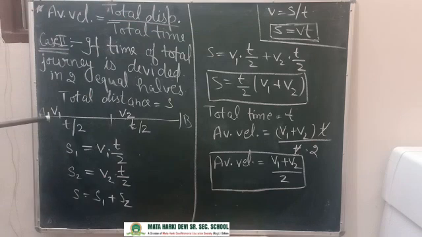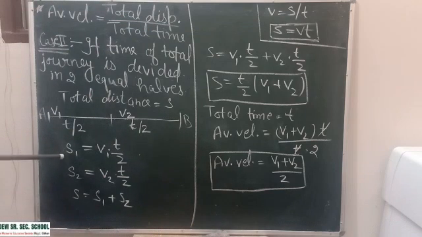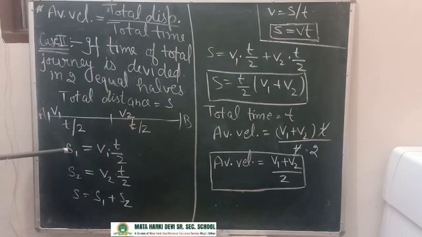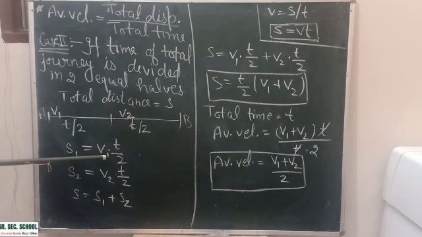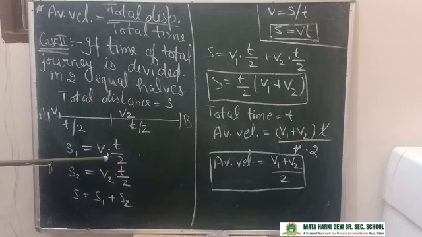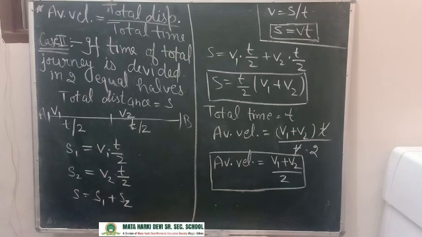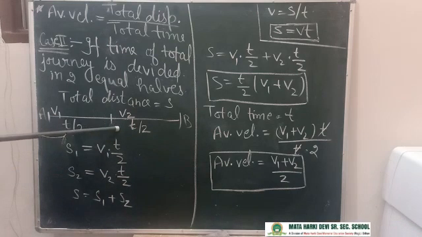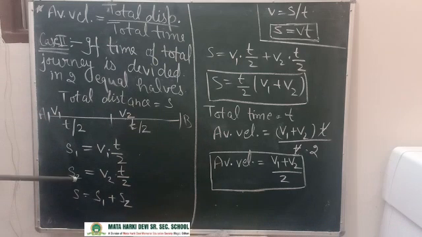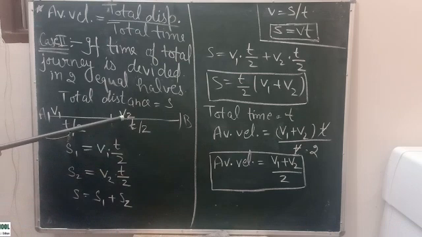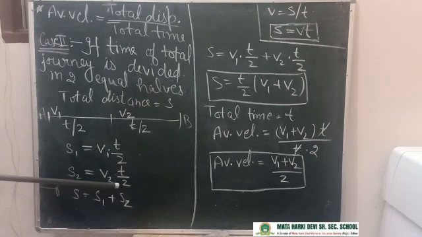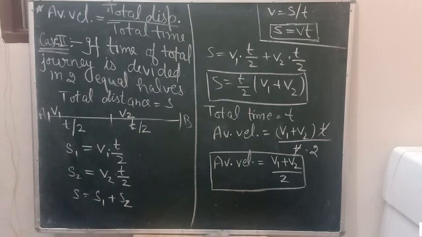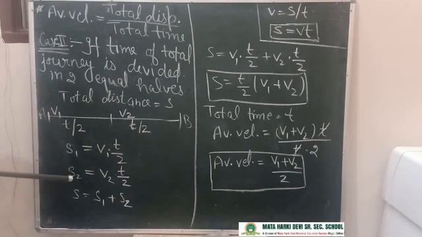What is the displacement in the first half? We denote it by capital S1. S1 is equal to v1, which is the velocity for the first half, and t by 2, which is the time for the first half. Then what is the displacement in the second half? S2 is equal to v2, which is the velocity for the second half, and t by 2, which is the time taken to travel the second half. So we have here S1 and S2.